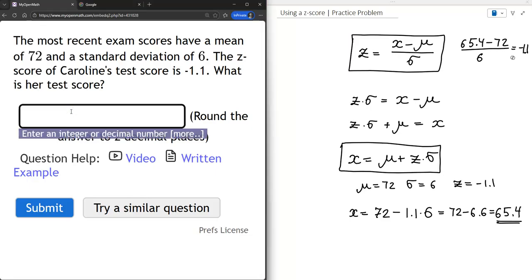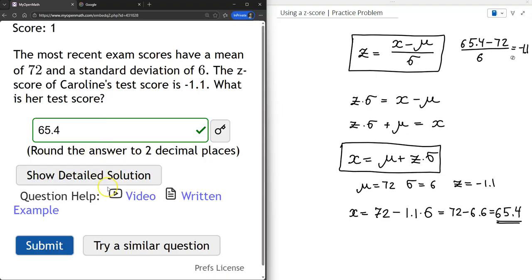Let's enter the score to see if we got it right. Of course, we got it right.